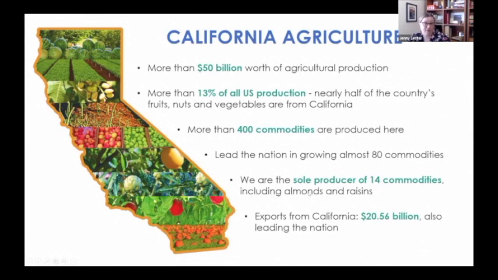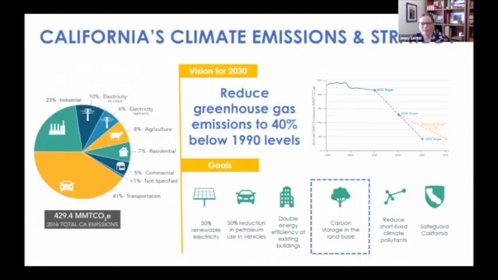We also export a fair amount. 20 billion of our ag production is exported, so we are a very large ag producing powerhouse. A lot of it is because of our climate, our soils, and our water.